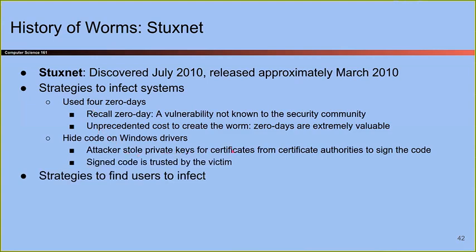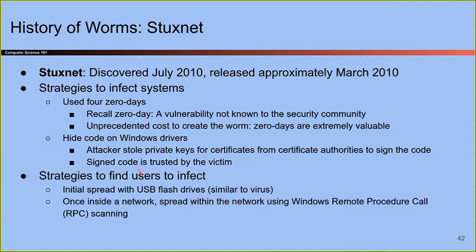So it stole private keys from certificate authorities. As we saw, this requires either giving the certificate authority a lot of money or carrying out a very sophisticated attack to compromise a certificate authority. And this let them sign code that's trusted by the victim, because certificate authorities sign some code. And again, they used USB flash drives as we've seen before, and they used something called Windows remote procedure calls.